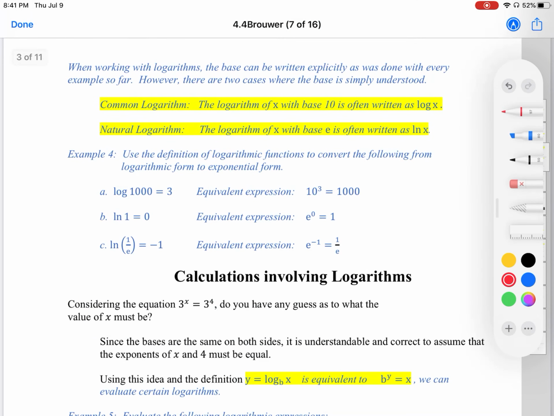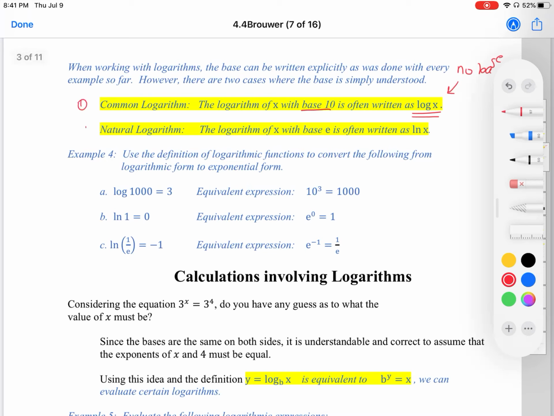When working with logarithms, the base can be written explicitly as done with every example so far. However, there are two cases where the base is simply understood. Common logarithm means a logarithm with a base of 10, often written as log. So notice there is no base written. When a base is not written, we assume it's base 10. So even though it's not written, there should be a little 10 there.